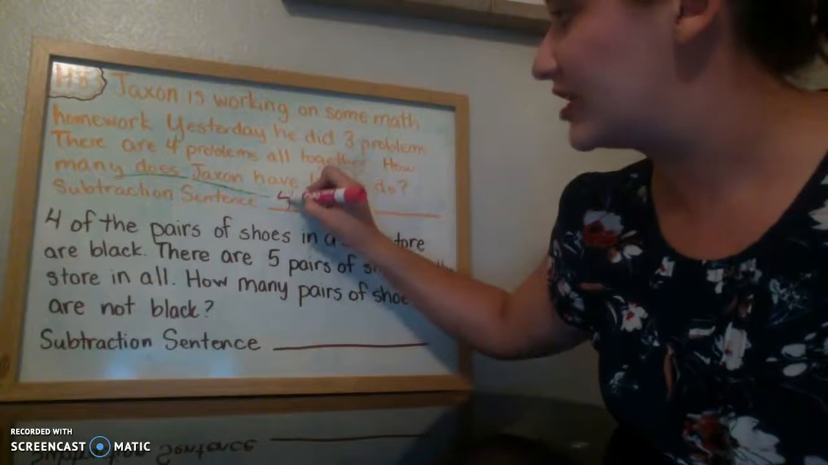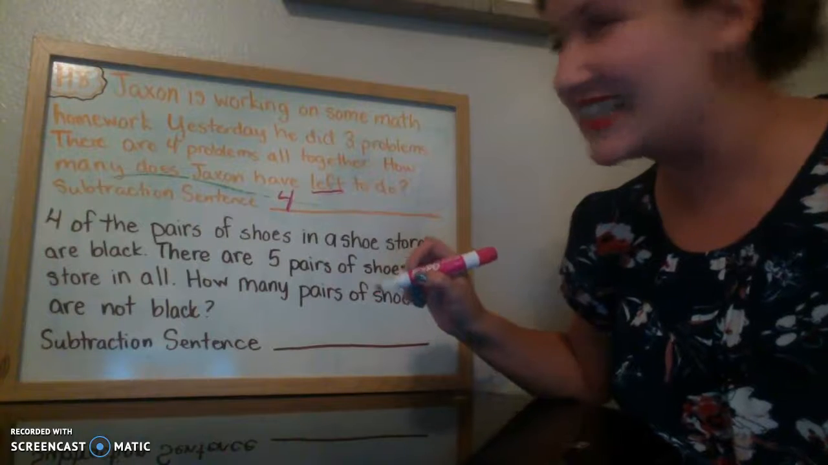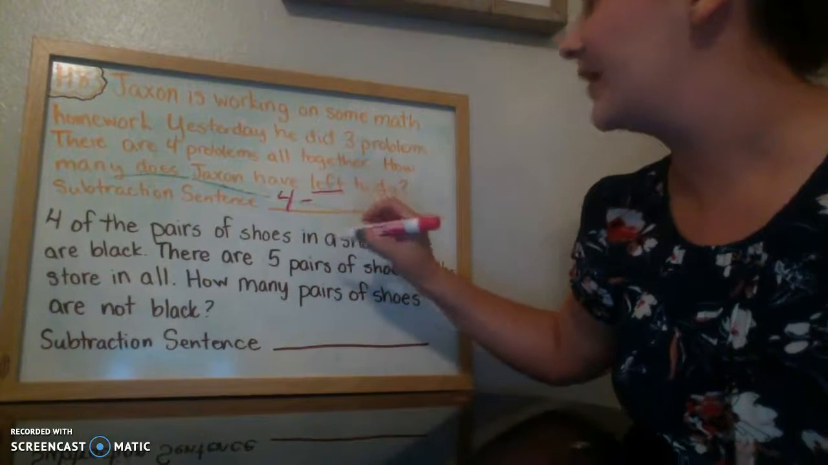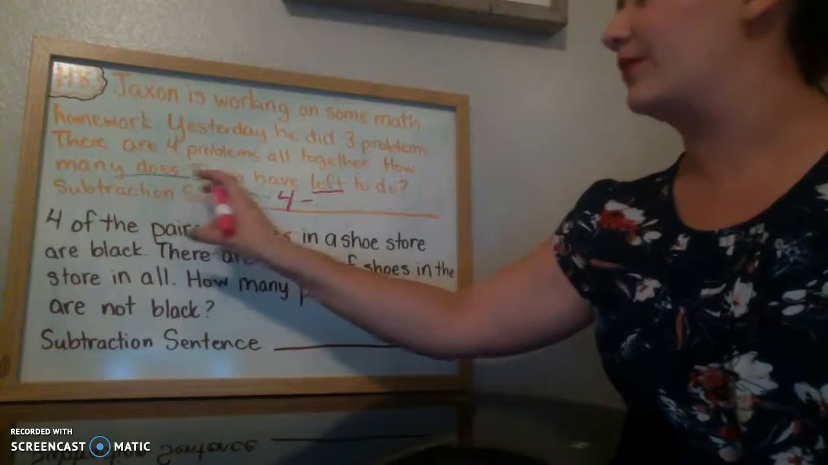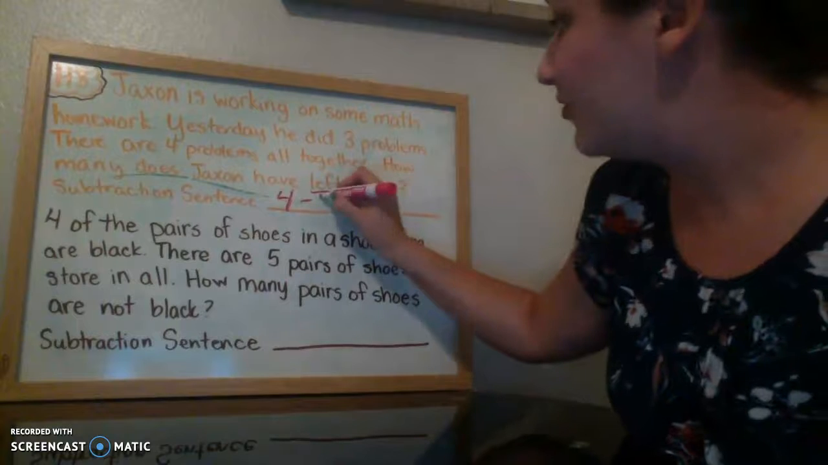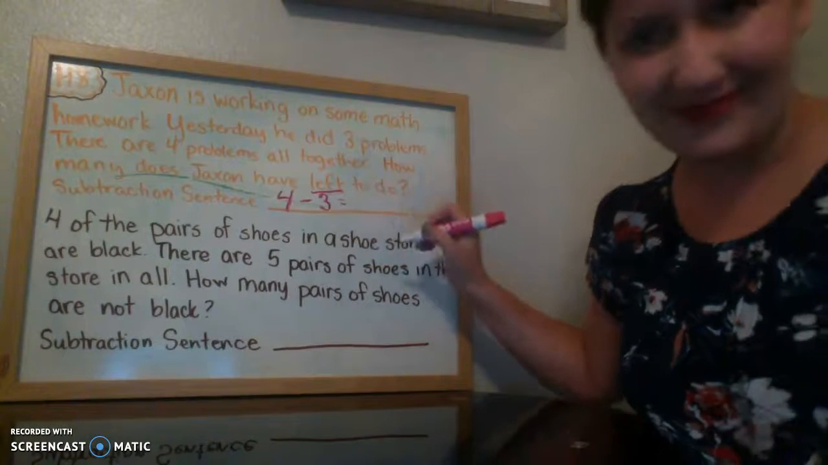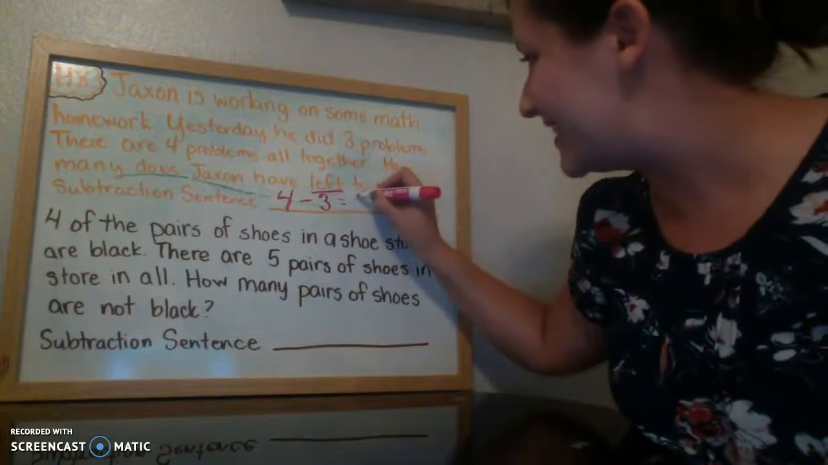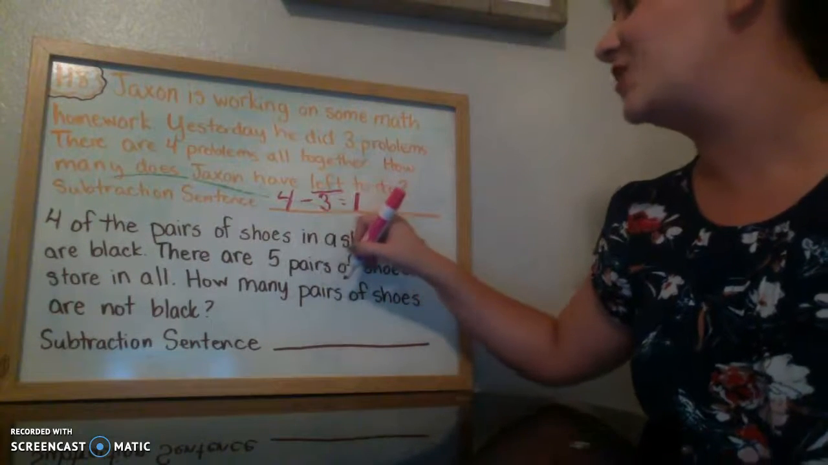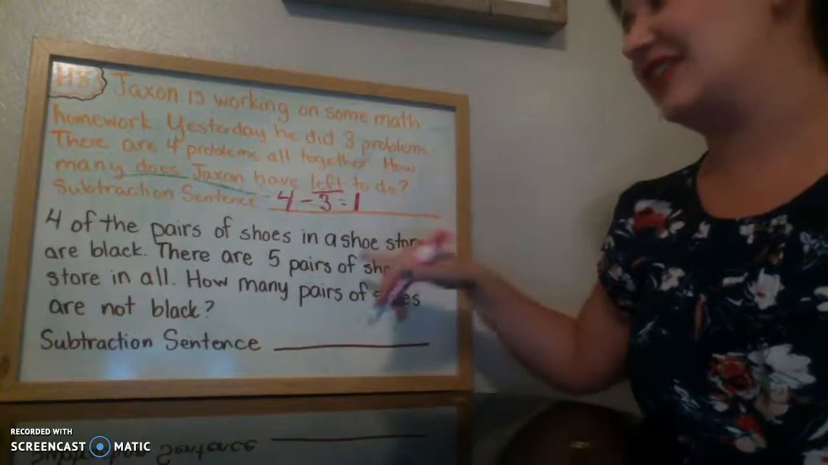Now, if it's a subtraction sentence, does it need to get bigger or smaller? You got it. It needs to get smaller. So let's put our minus sign, our subtraction sign right here. Now, he started out with 4. Yesterday, he did how many? 3. Very good. So 4 minus 3. 4 minus 3 equals what? 1. That's an easy one. Easy peasy. So our subtraction sentence is 4 minus 3 equals 1. How many problems does he have left? Just 1. Let's look at the next one.